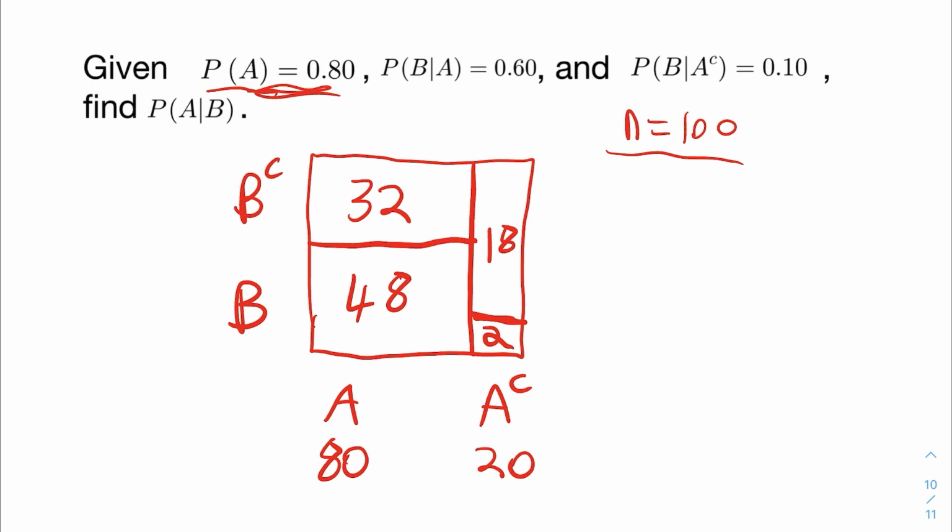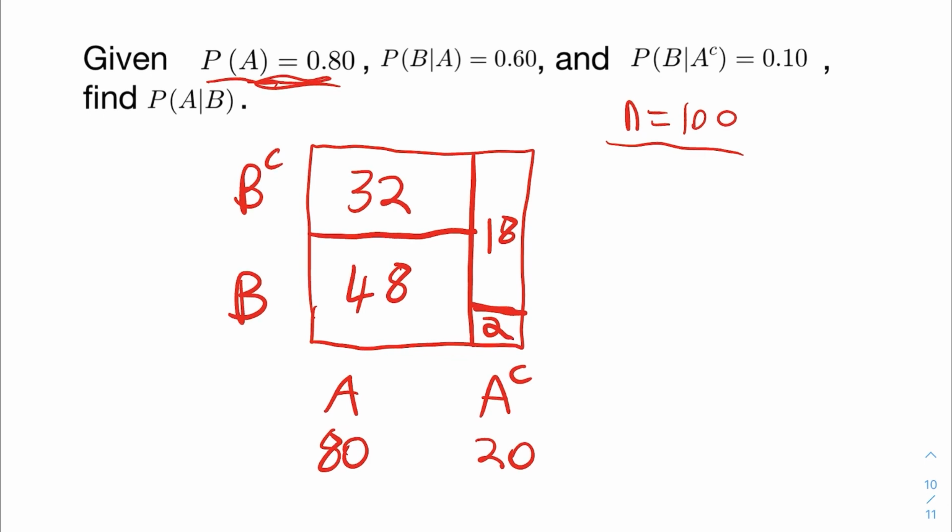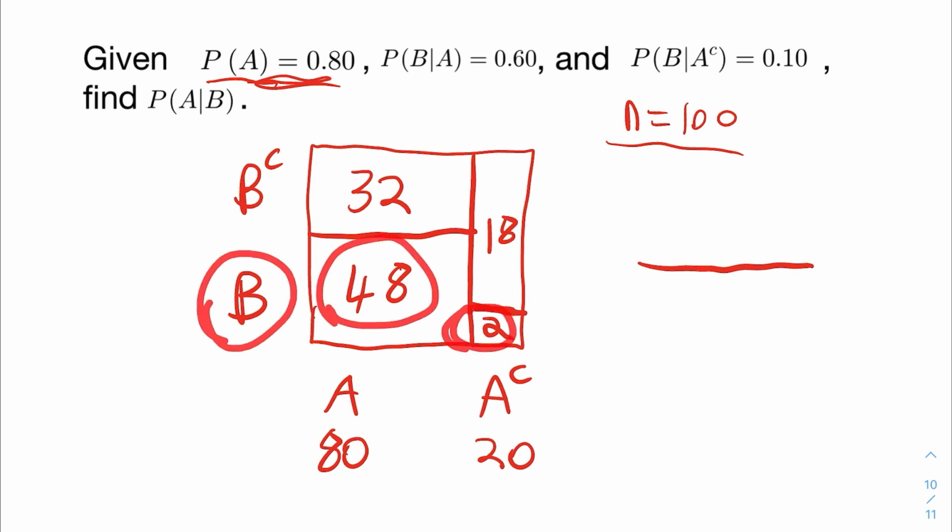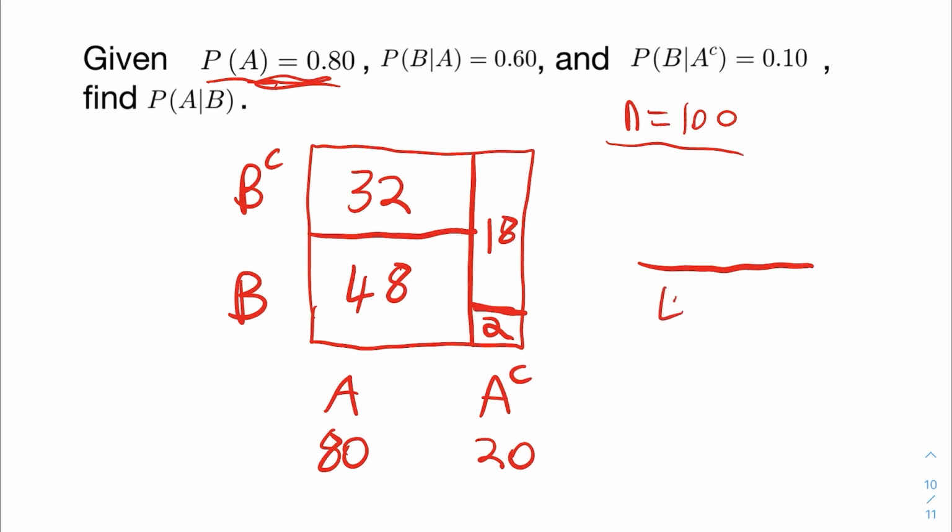So check this out. Here's what they're asking me for. They're asking me for the probability of A, given that we already know we're in B. So they're asking for the proportion of those in B that are also in A. So we need to divide by the total number that are in B. Well, the total number in B is these 48 plus these 2, or 50 in B. In event B, there's 50 total.